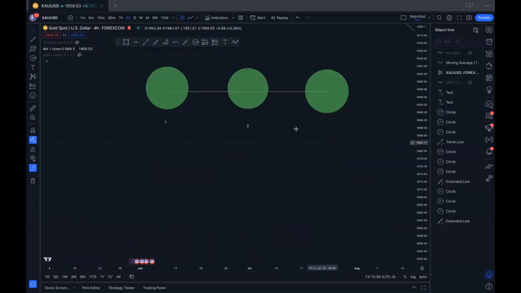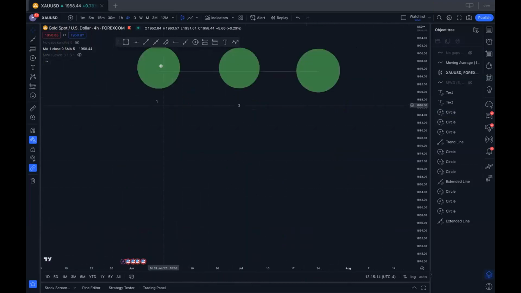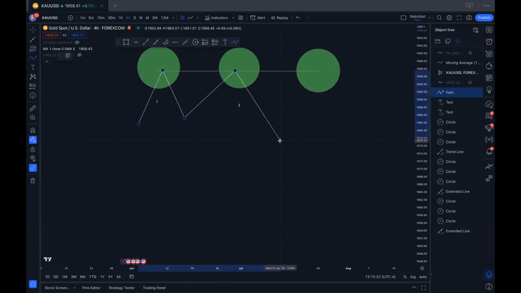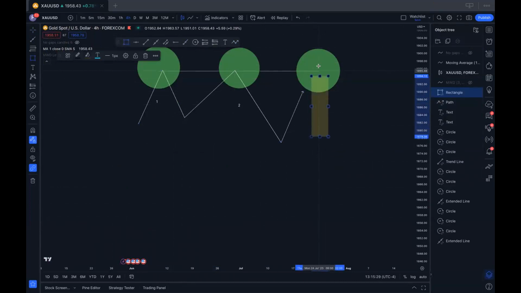So yeah, H1 and below, evenly spaced. H1 above, it can be uneven. Closing price at point 1 and 2, like this. Closing price, and then entry. Okay.